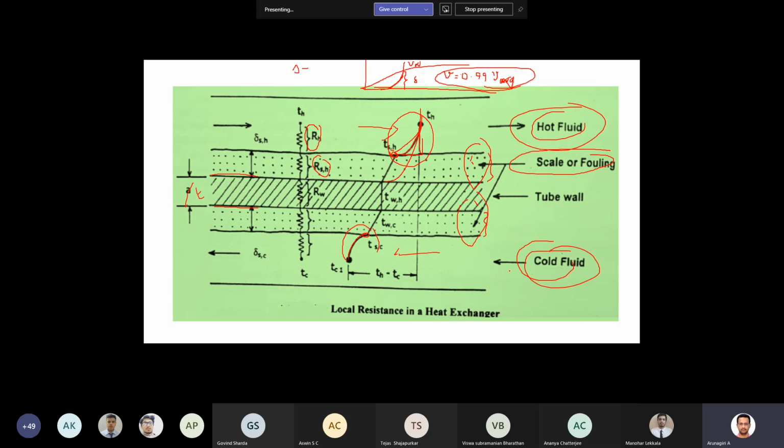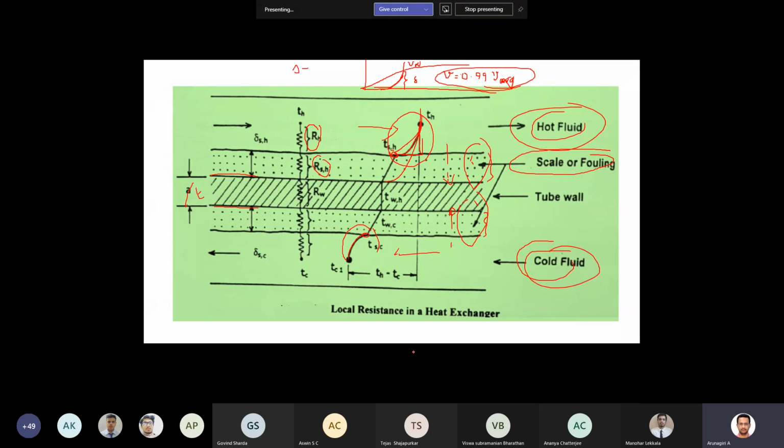Corrosion fouling means the fluid reacts with the solid surface of the heat exchanger. When the fluid contacts the surface, there will be some reaction between the hot fluid or cold fluid and the solid surface of the exchanger. This leads to corrosion fouling. This corrosion fouling is more predominant with liquid streams than gas streams.